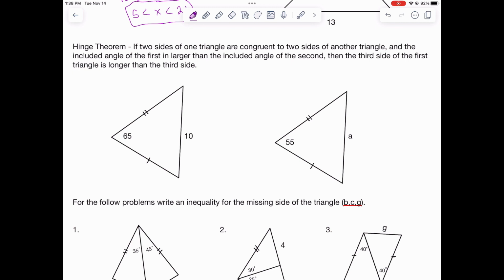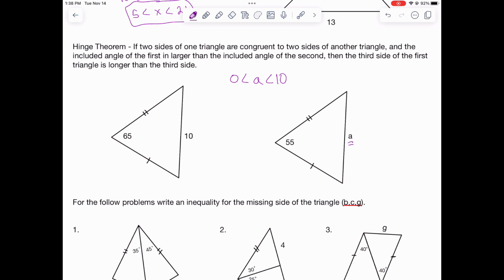So here's how you would set up this inequality, to find the range of this value a. We cannot find the value of a right away. We just need to find a range of values of a. Since I know that 10 is bigger than a, it would look like this: a is less than 10. But remember, there is also a lower end to this range, which is 0, because the side of a triangle cannot be the value of 0.